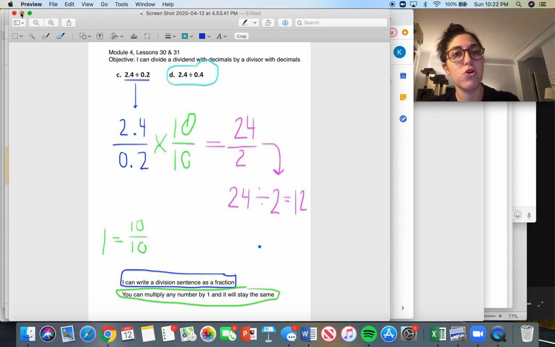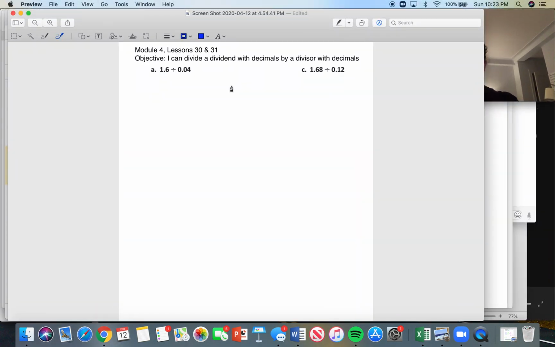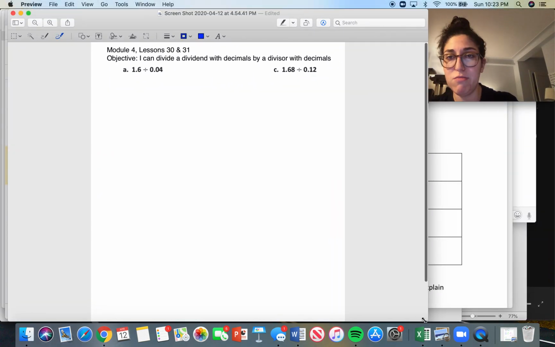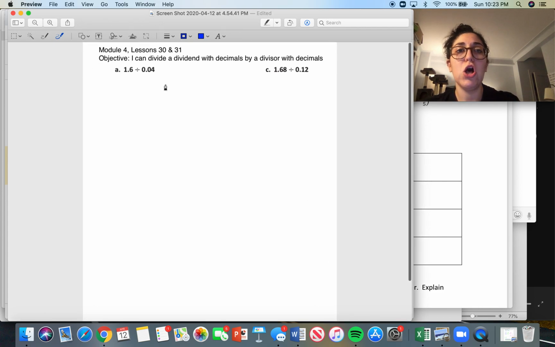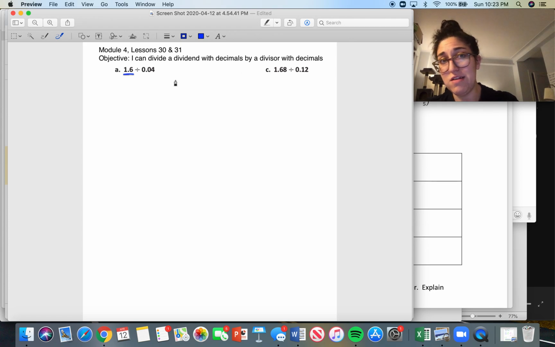In the meantime, we're going to go on to another set of very similar problems where we're doing almost the exact same thing. The only difference here is that we are going to be doing it with slightly more difficult numbers. But I want to go through that process again. Again, this is a dividend with decimals divided by a divisor that also has decimals.